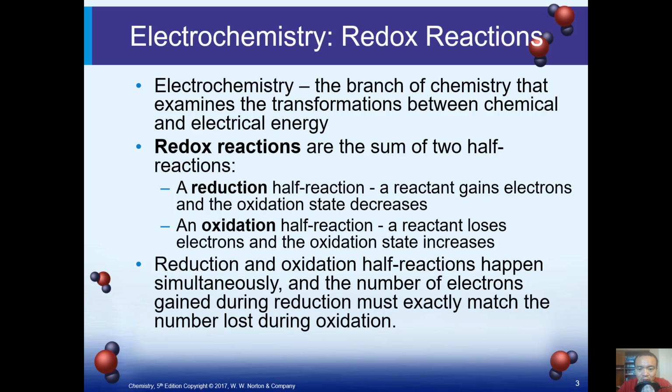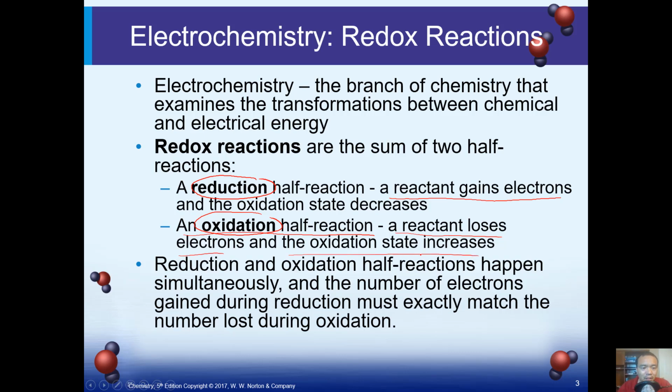First, a redox reaction is the sum of two half reactions. The first is the reduction half reaction. The second is the oxidation half reaction. In the reduction half reaction, a reactant will gain electrons and the oxidation state will decrease. In the oxidation half reaction, the reactant loses electrons and the oxidation state will increase.